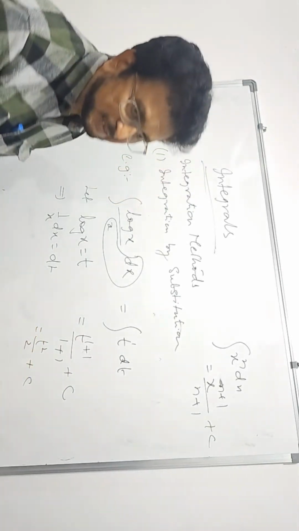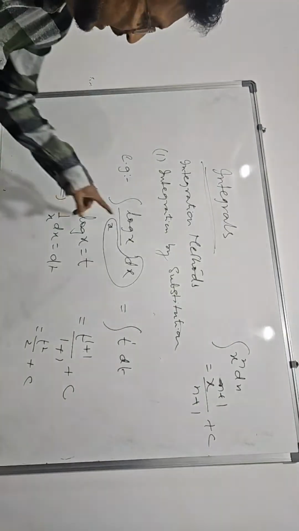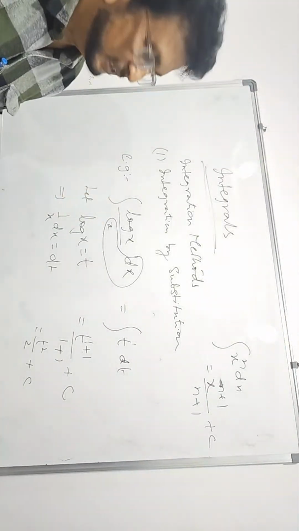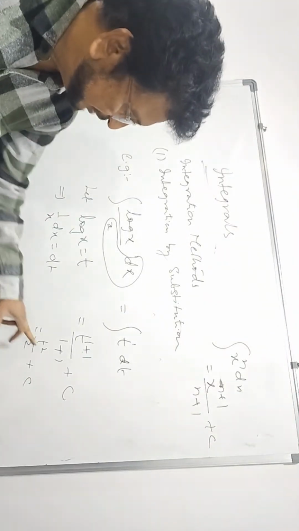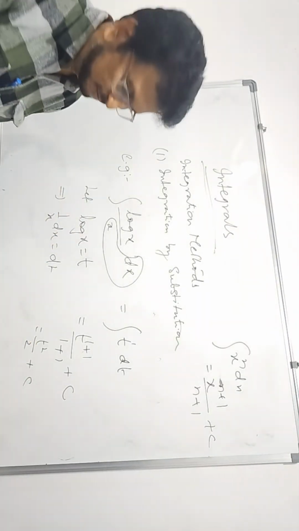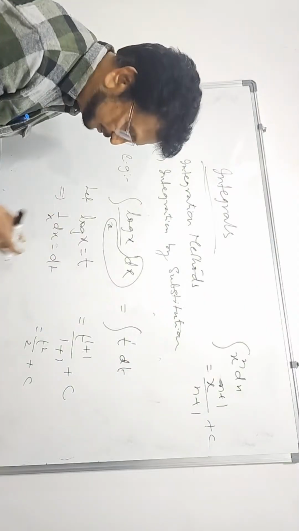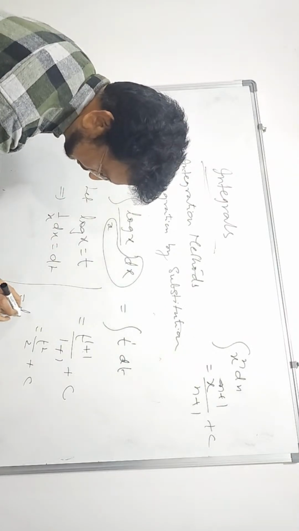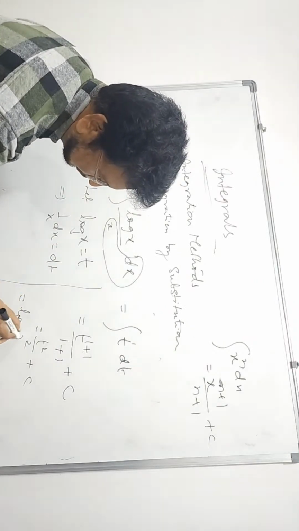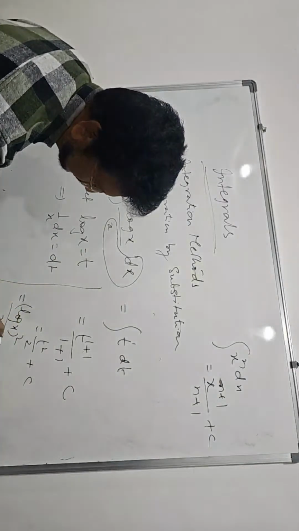This is the answer, but the question is given in variable x, so the answer should also be in x. Therefore, in place of t we shall substitute log x. Whatever we suppose, the same we shall substitute here. In place of t, substitute log x. Log x whole square by 2 plus c.